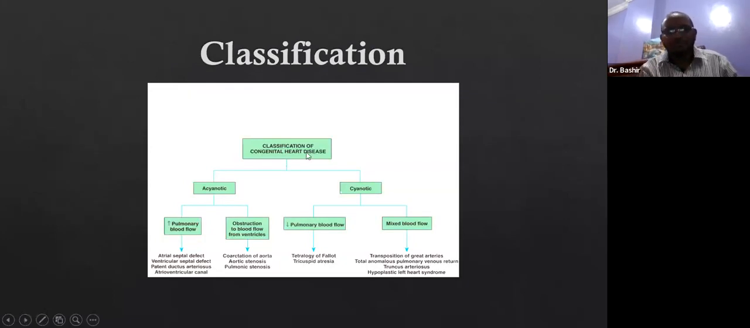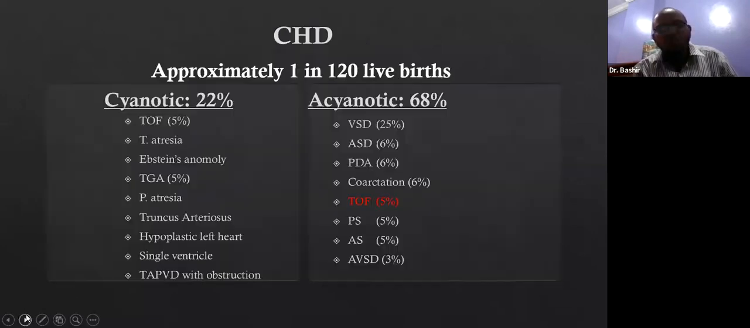Another classification: cyanotic, acyanotic. This is the congenital heart disease. The acyanotic is either acyanotic with increased pulmonary blood flow due to septal defects like ASD, VSD, PDA, and AVSD, or obstruction to the blood flow from the ventricle, obstructive lesions like coarctation of the aorta, aortic stenosis, and pulmonary stenosis.